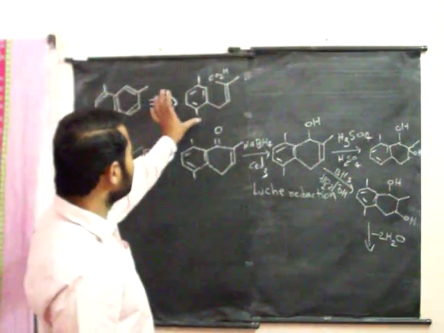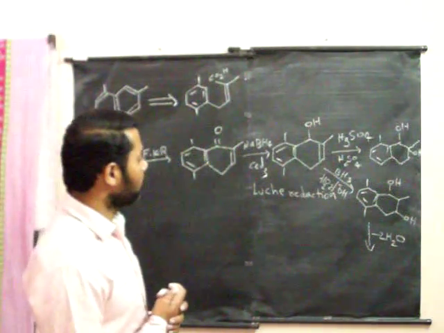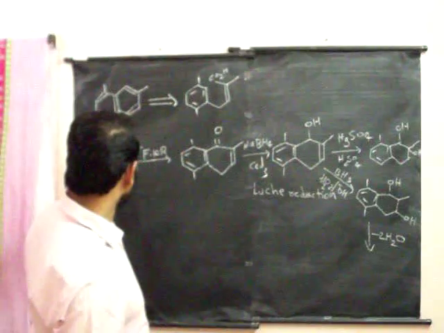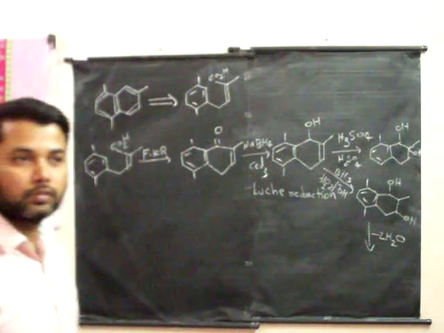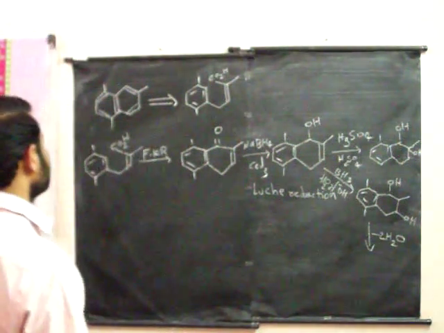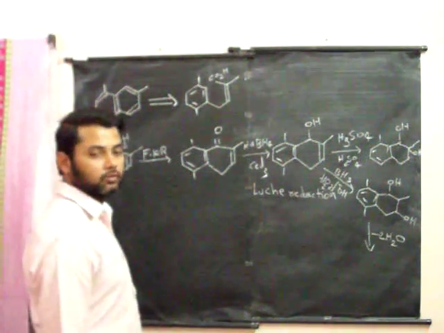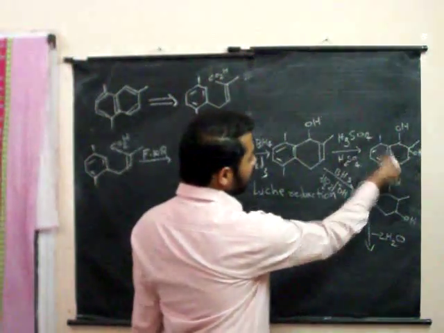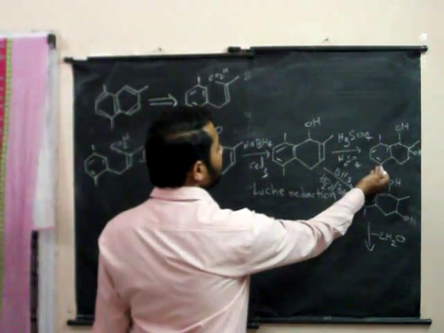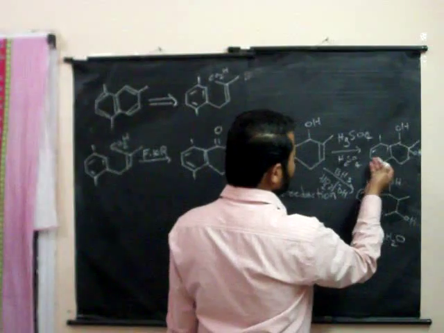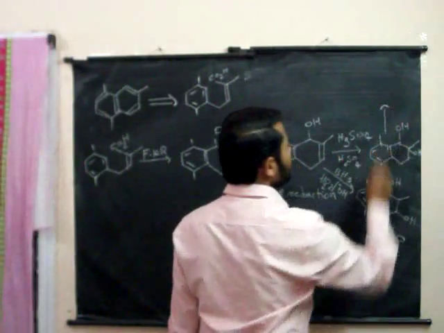So thinking of this synthon is okay. Why? Because we are getting the final compound from this intermediate synthon. So this disconnection approach is right. We can go for this disconnection approach. From here also, if we go for this reaction, I think we can go for this reaction also.